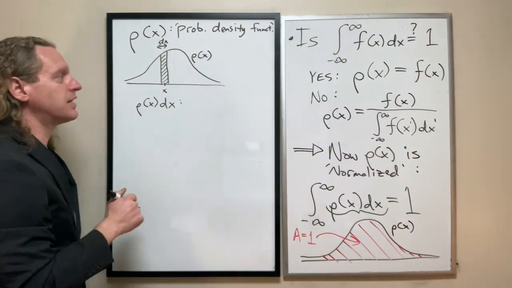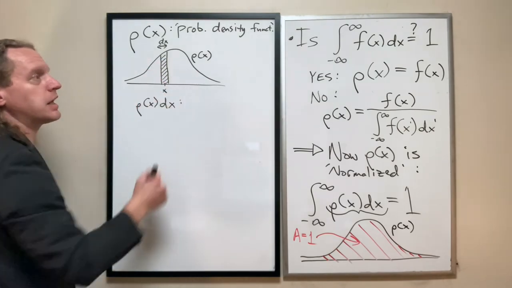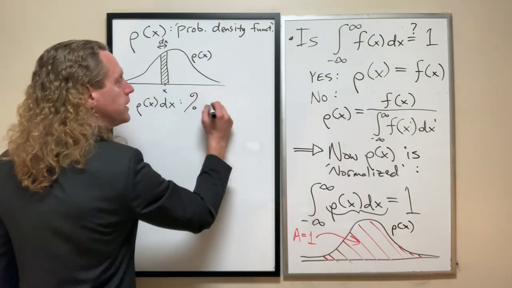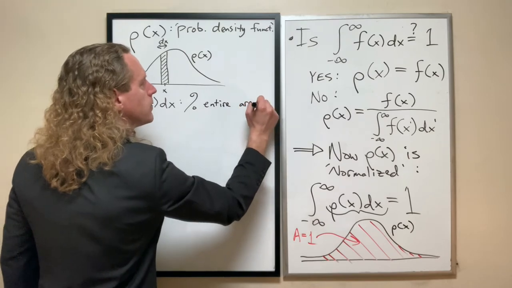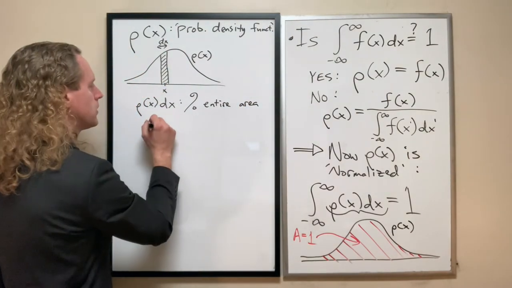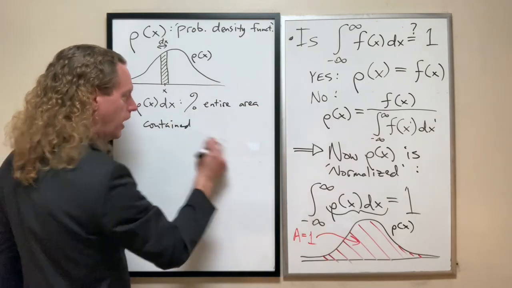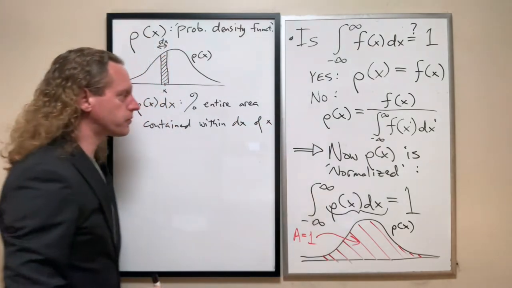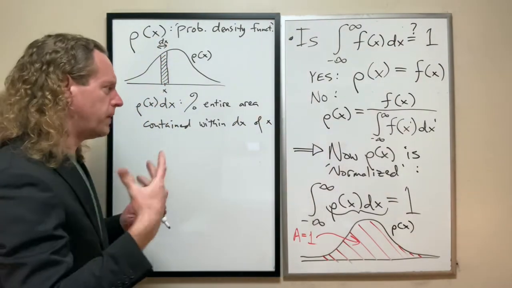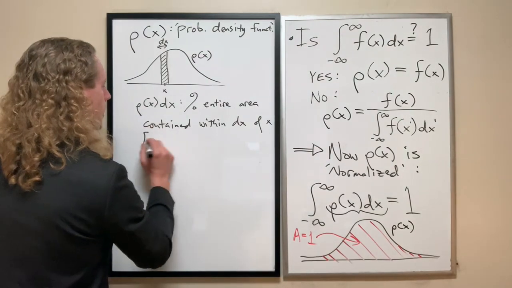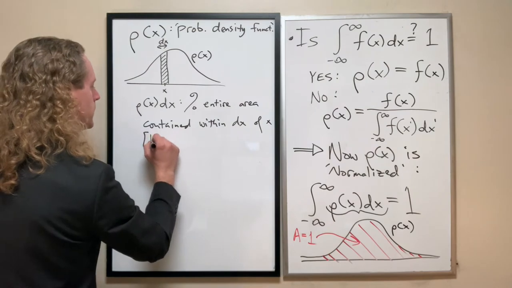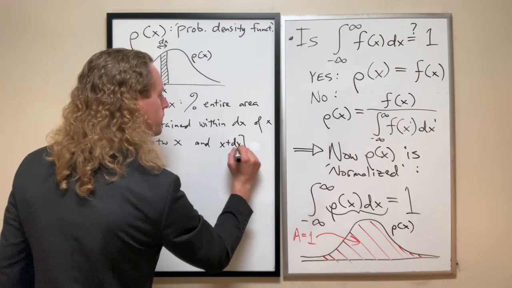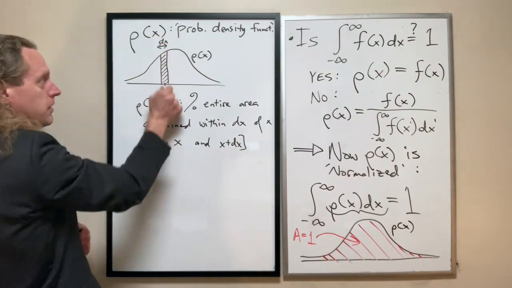So what that means now is that the amount of area we have just shaded is actually going to be the percent of the entire area contained within dx of x. That's maybe not the best way of saying that, so you could otherwise think of it as the area between x and x plus dx, taken as kind of a vertical slice.